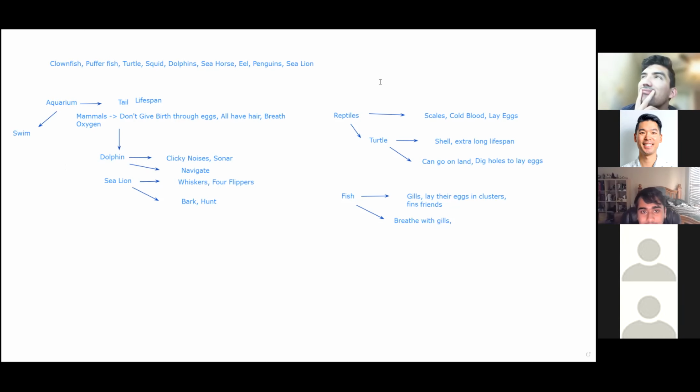Right now we'll just say breathe with gills, nothing else. And I don't think we want to go into all the fish, so let's just pick maybe two. I'm going to pick the clownfish just because of Andrew's reference earlier. And then does anyone want to pick another one? Seahorse. Seahorse? Okay, we'll do the seahorse.